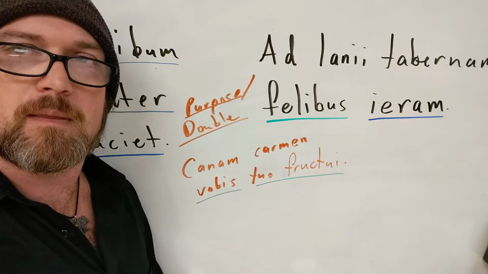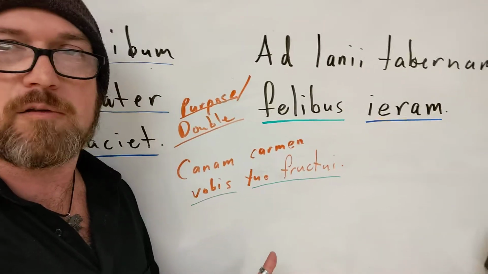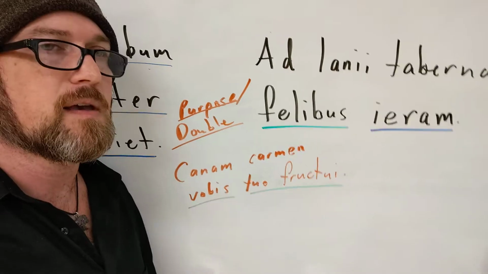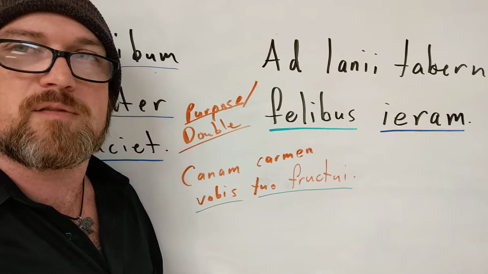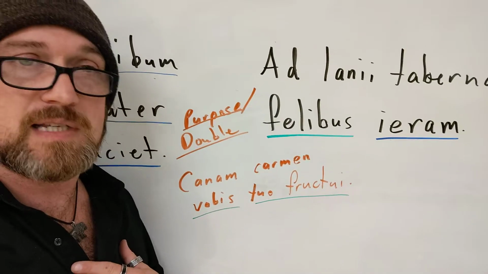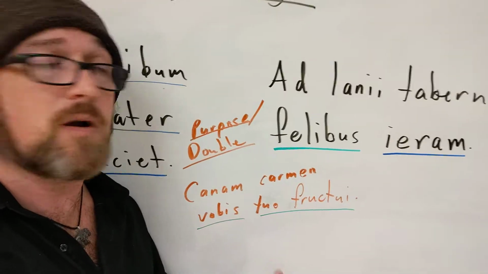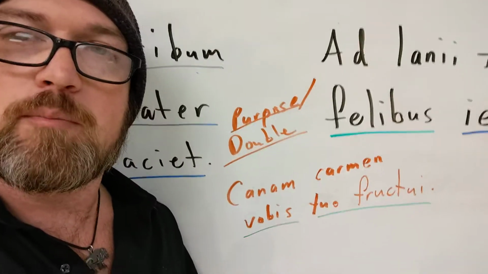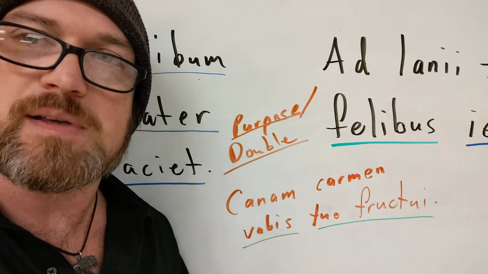But according to Allen and Greenough and some others, this only shows up when there are two datives. And certainly, even if I am right and it doesn't have to be that way, it will still be that way most of the time. And that's if I'm right. I could be wrong. But what's going on here is that a dative can show purpose. A dative can show a reason why something is done.